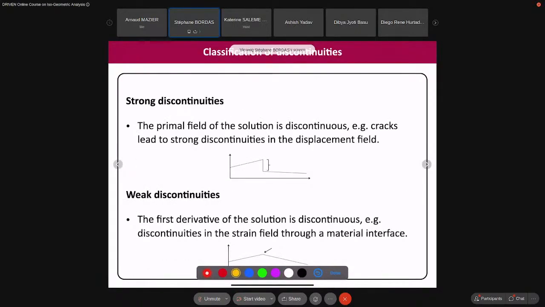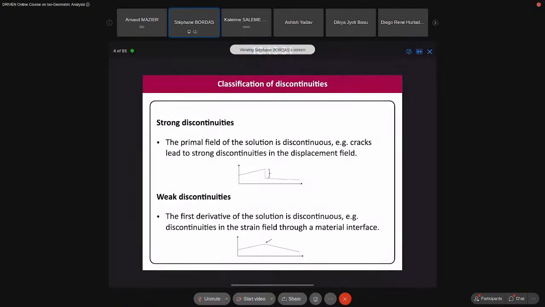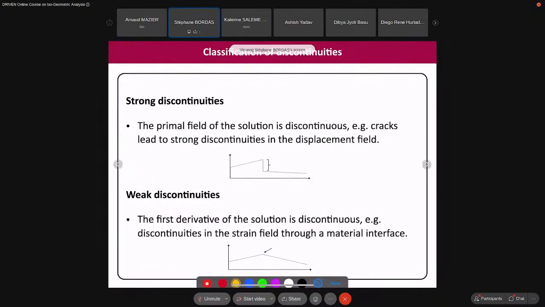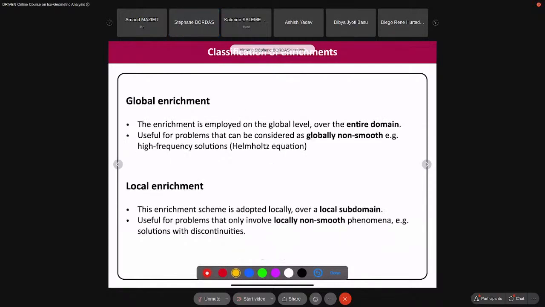Okay, so again, discontinuities are what? Well, they can be strong discontinuities. So you see here we have a jump in the solution, but they can also be weak discontinuities where you have a kink in the solution. So here the solution U is discontinuous, and here grad U is discontinuous. Okay, easy. Now, how can we enrich the solution? What is the idea behind it?